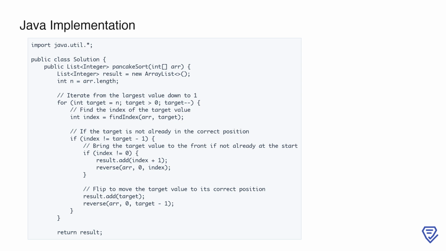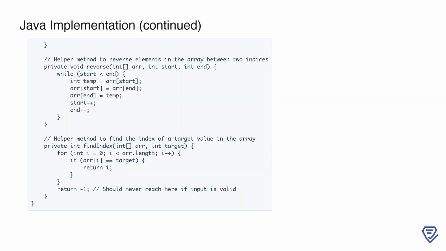If the target value is not already in its correct position, we perform 2 flips. The first flip moves the target value to the front of the array, and the second flip moves it to its correct position. Each flip operation is recorded in the result list. This ensures that we incrementally sort the array in a top-down manner, with each iteration placing the next largest value in its sorted position. The implementation also includes 2 helper methods.